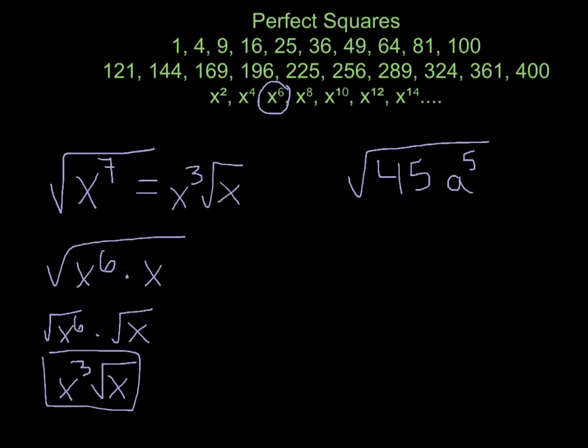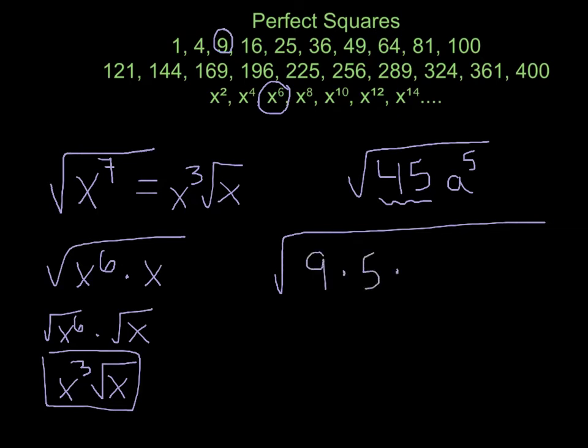Okay, now our third example, we have the square root of 45a to the 5th. So we have to break apart 45 and a to the 5th. Neither one of them are perfect squares. So to do this, what are my factors of 45 in which one of them is a perfect square? Well, I know 9 times 5 is 45, so I'm going to break 45 up into 9 times 5.